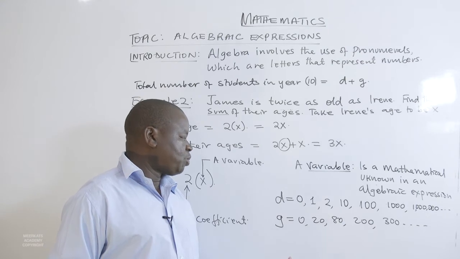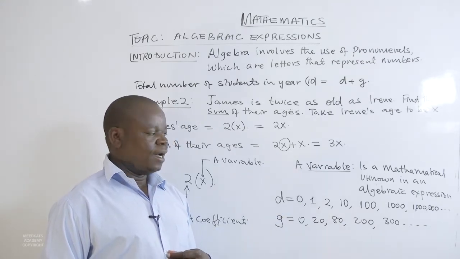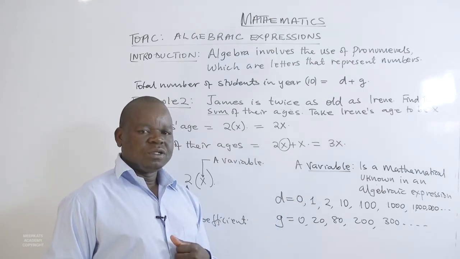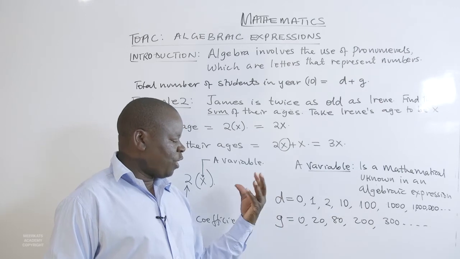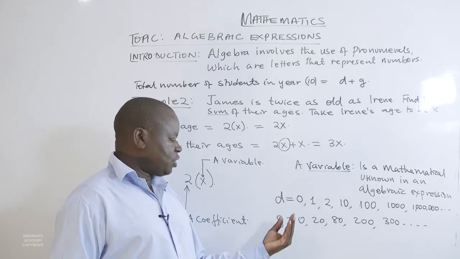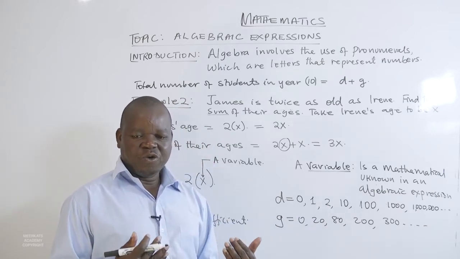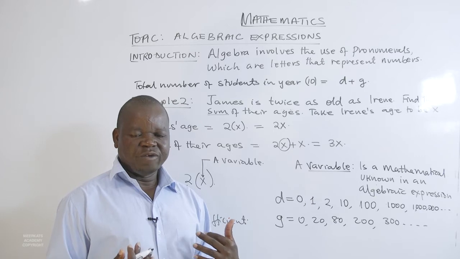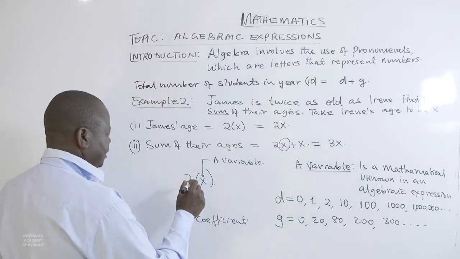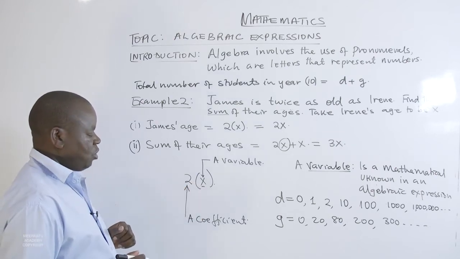But once it becomes specific, it becomes a solution. We have resolved it. So we know that D can be 10. That is now a solution. G is 80. That is now a solution. But before we know the value of D and the value of G, those are just variables. So in this case, this particular pronumeral x is a variable.